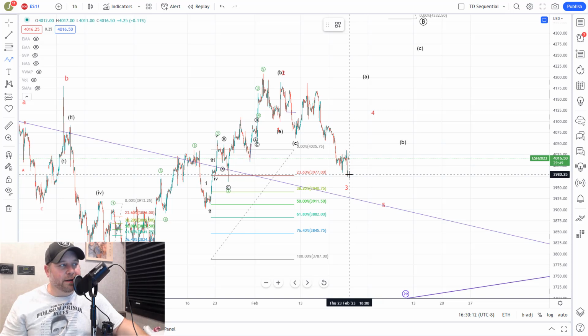So what we're looking for here is we got positive divergence on the hourly chart on the move down, and then a good, nice bounce up. We also have some bottoming signals on the daily charts. So we are looking for a bounce at a minimum in the S&P 500.